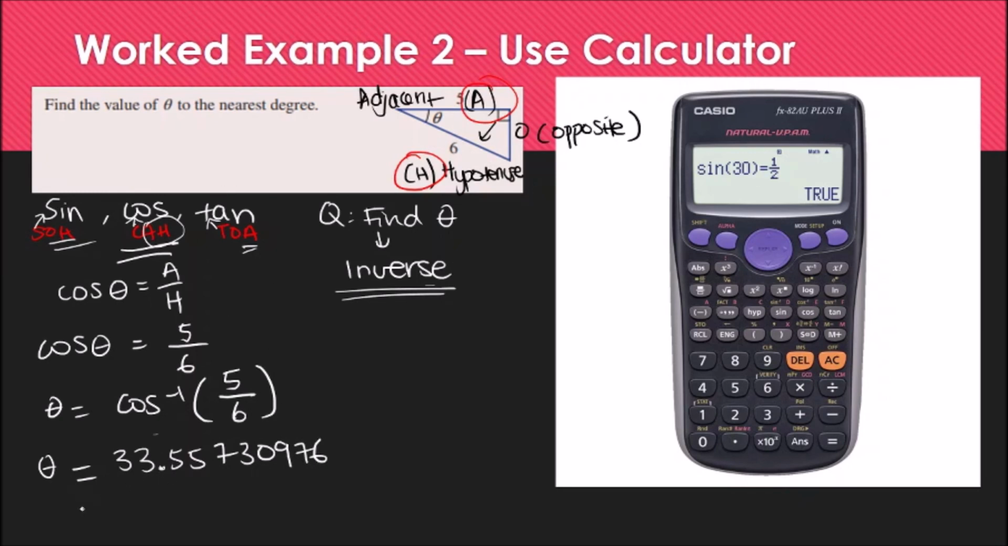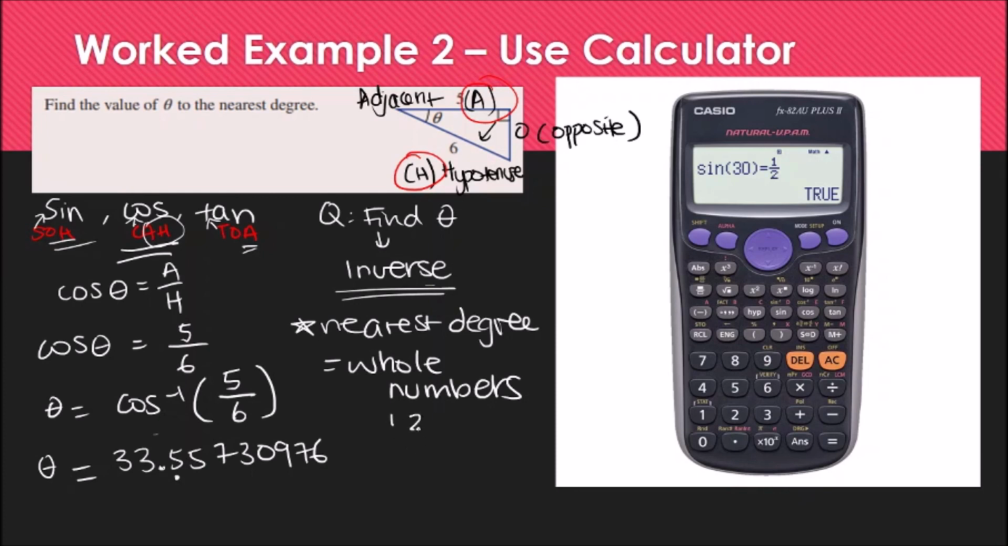So this is where rounding comes into play. Nearest degree, I'm looking for whole numbers. So make sure you note down, nearest degree is whole numbers, not decimals. So now you just look at this number: 0, 1, 2, 3, 4 round down, 5, 6, 7, 8, 9 round up. That's what we said. So 5 is round up.